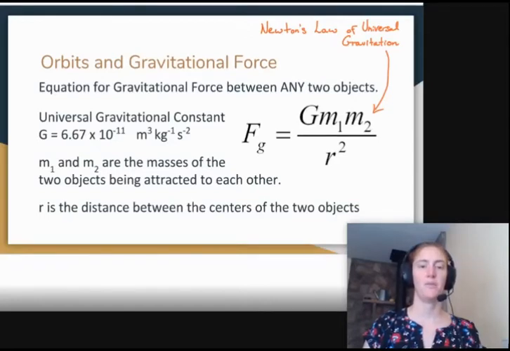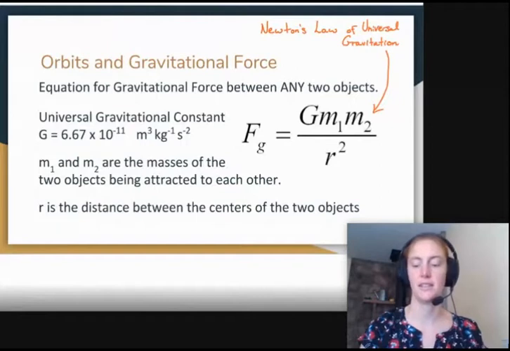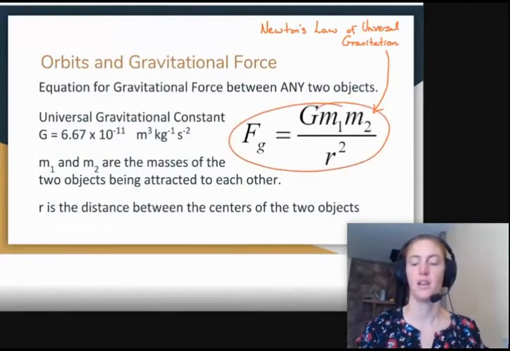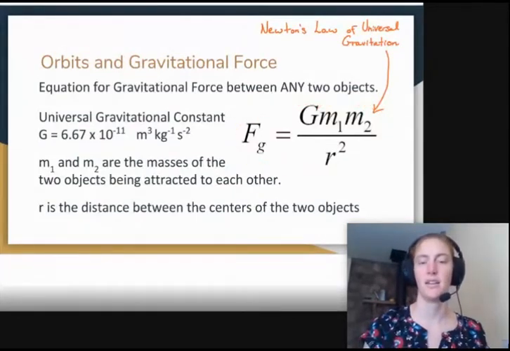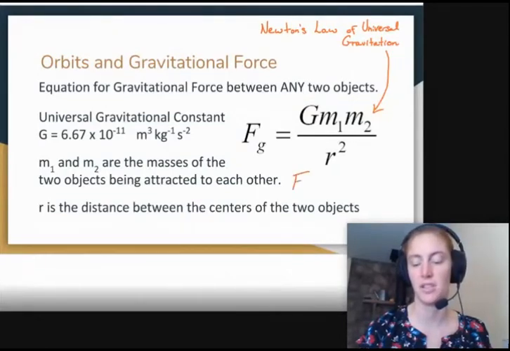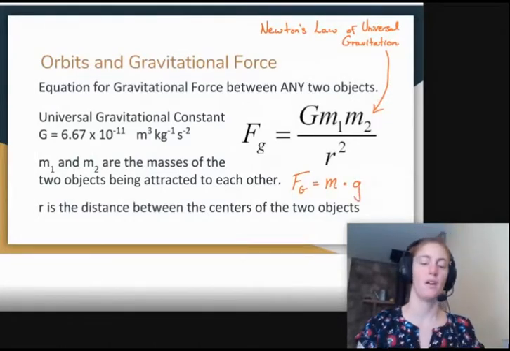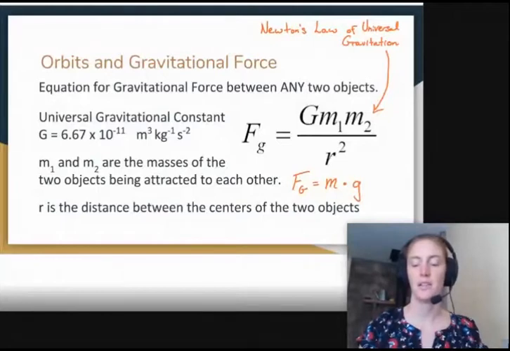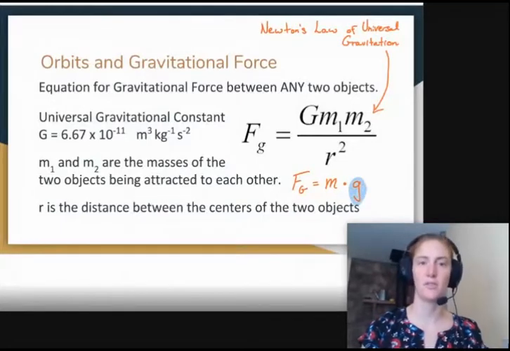Now we're going to talk about orbits and gravitational force, specifically Newton's law of universal gravitation, which is this equation right here. So far in our discussions about gravitational force, you guys have seen the equation Fg is equal to your mass times little g. Well, that works if you know what the gravitational field strength is. But how do we know what that is?